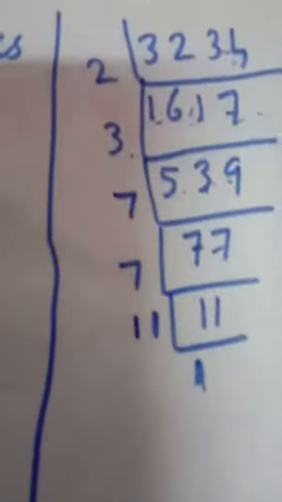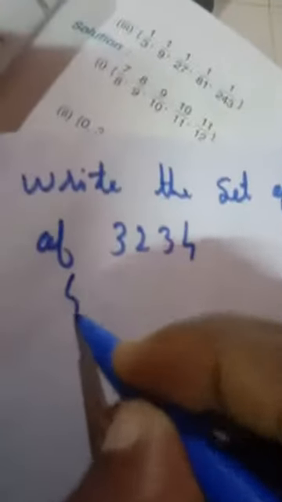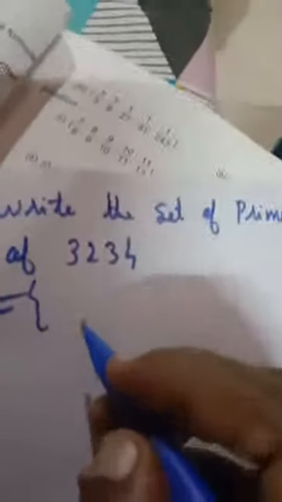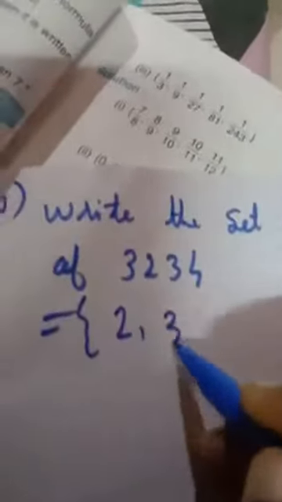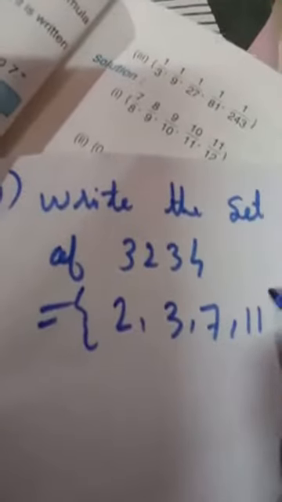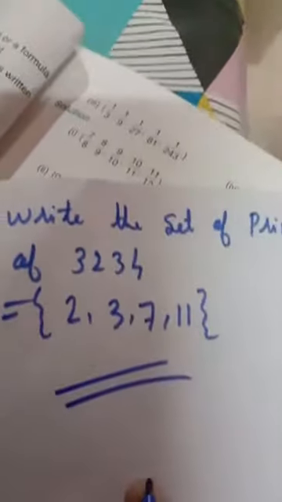Now take 7. 7 7s are 49. 7 7s are 49, so 77 is divisible by 7. 11 7s are 77, and again by 11 it is 1. So all these numbers are prime numbers. So the set of prime factors is 2, 3, 7, 11.